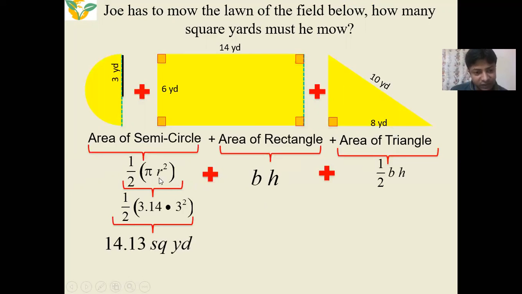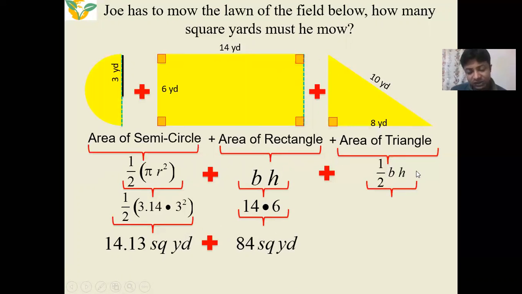Okay, fine. This is the area of your semicircle: pi r square is the area of your total circle, but if you divide it by 2, then you will get the area of the semicircle. Now, in order to calculate the area of the rectangle, you know the base and height, meaning the length and the width. So by putting in the values of length and width, you will calculate the area of this rectangle, which is 14 into 6. And for this triangle, the formula is 1 by 2 base into height. By putting the values in this, you will get your result.